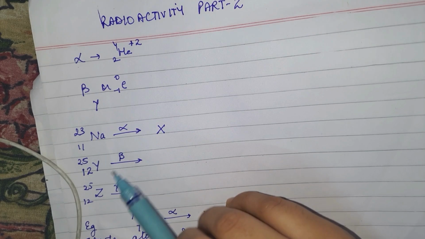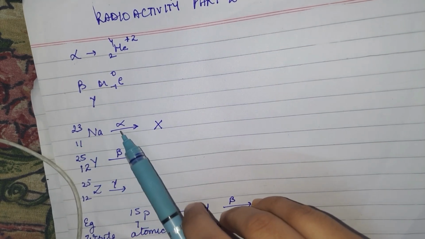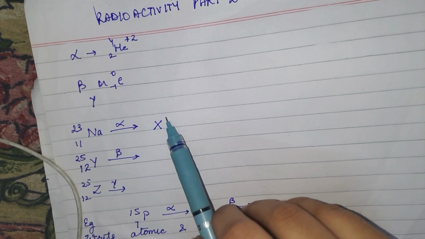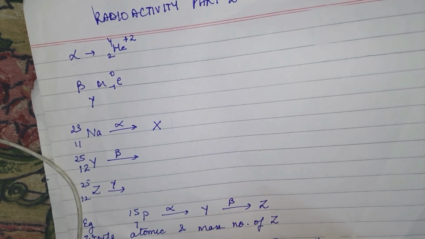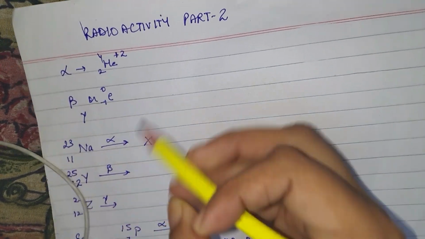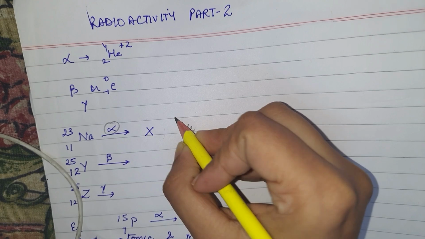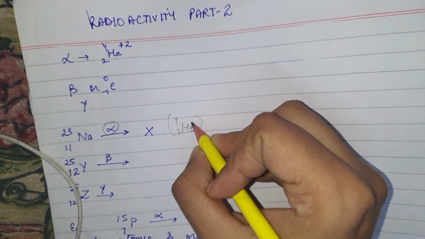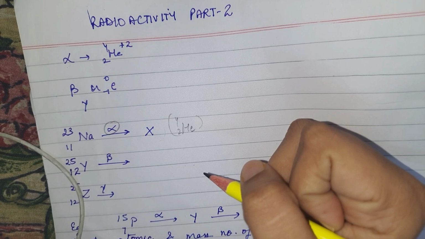Okay, so let us take one example. Suppose we have sodium 23, 11 and it is emitting alpha radiation. So what would be the atomic and mass number of element X? Here, let me do it with a pencil. Alpha is emitting, it means it is actually helium 4, 2. That is for your understanding, no need to write plus 2 and all, because it is not going to affect your atomic or mass number.